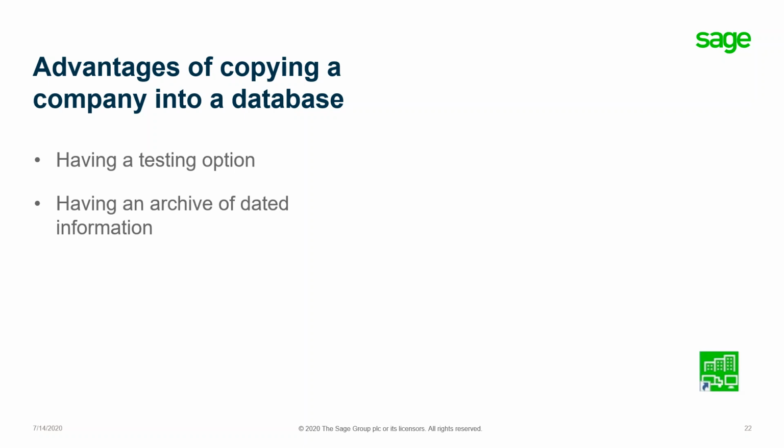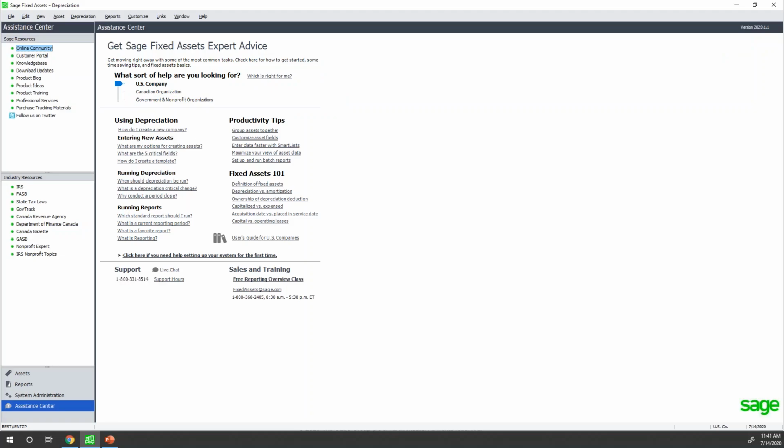And then also having an archive of your data information. The archive being how the data looks at the end of every given month, or how it looks at the end of a year or any particular period in time. You could say, to get to that data quickly, I'd like to be able to. So let me switch back over to the program, and we'll put a company into a database.